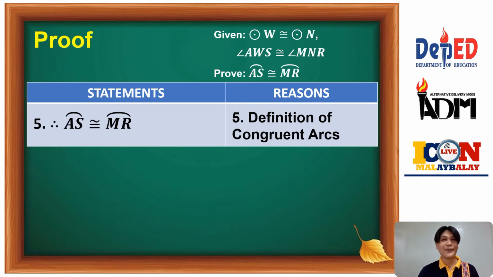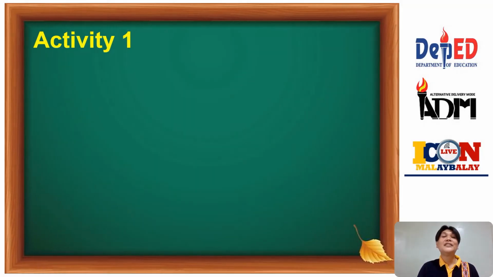Statement number 4: if the two measures are equal, so say the measures of arc AS and arc MR, if they are equal, then the two arcs are congruent. So, we have proven Theorem 1 correct, and we can make use of it to prove any other examples. Let's try to use it again in activity 1.